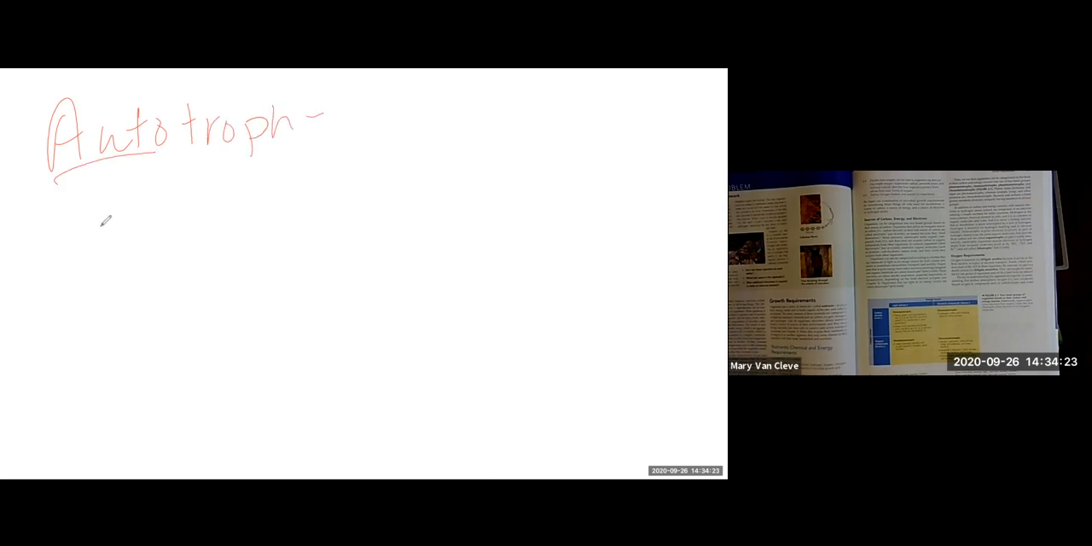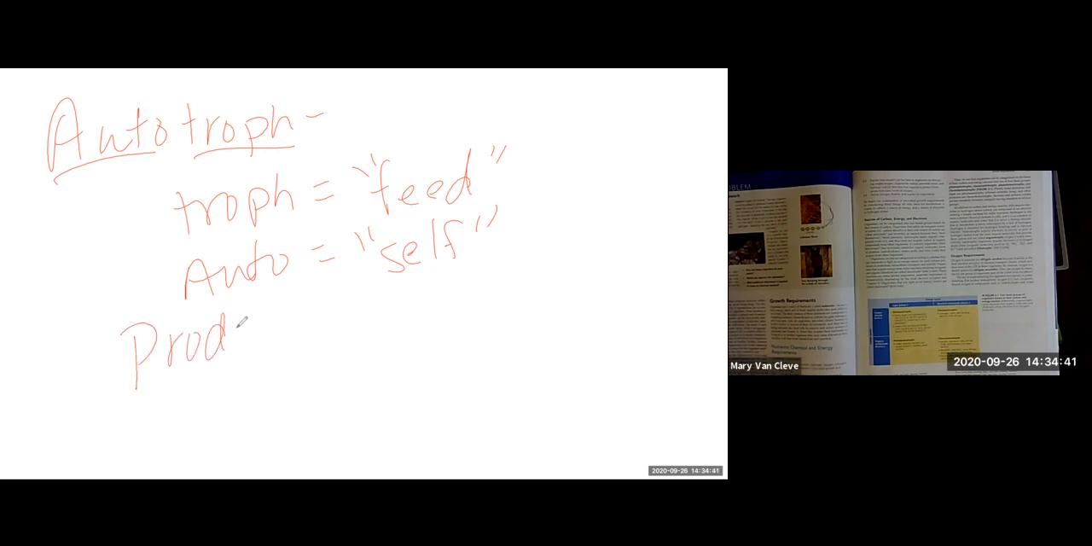An autotroph, okay, troph, feed, auto, self. Okay, so this is something that would be considered in other standards as a producer. It's going to make its own food, so it feeds itself. It is known as a self-feeder.